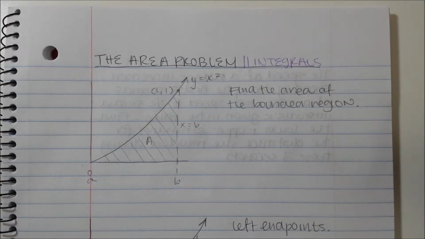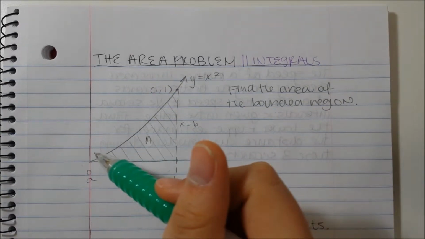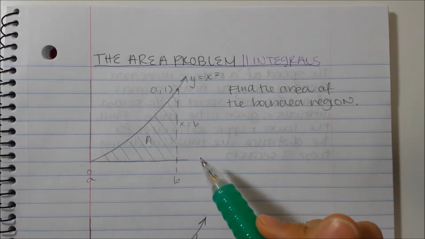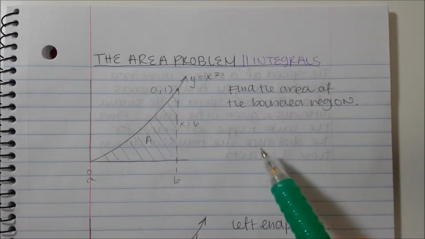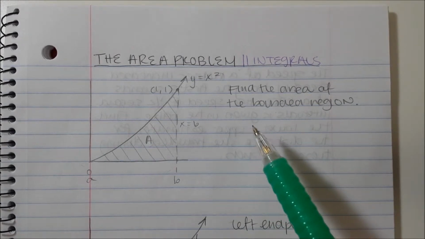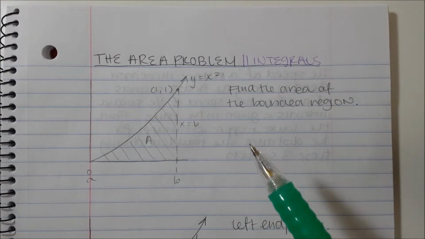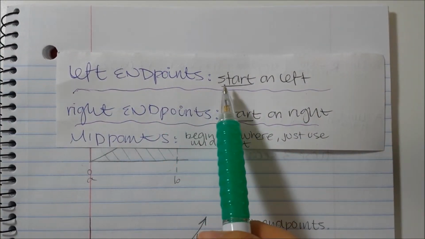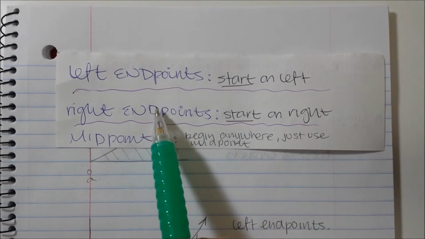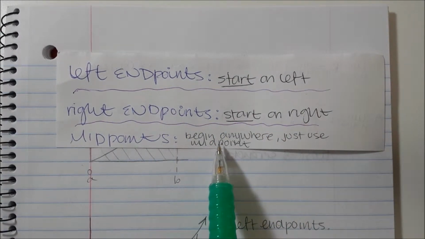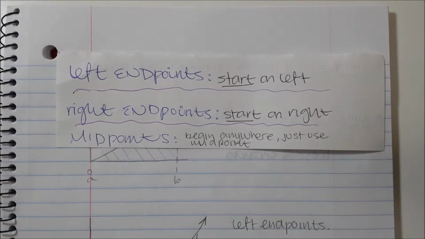So it will be incredibly difficult to find an area of such an obscure line. So the best we can do is estimate using rectangles. Now if it doesn't specify what endpoints to use, the left endpoints or the right endpoints or the midpoints, you can do this in 3 ways. So the left endpoints, you start on the left of the graph. The right endpoints, you start on the right of the graph. And the midpoints, it doesn't really matter where you begin as long as you use the midpoint of the graph.